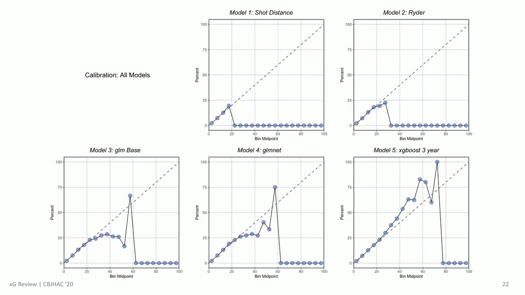The calibration is just the idea of if you take a bunch of 10% XG shots, do 10% of those actually become goals? So we can see for the most part that all the models are fairly well calibrated up until about 20%, and it's important to note that about 95% of all shots in the data set are at or below 20% XG value. So for the most part, the models are pretty well correlated, and we get better results overall from the more complicated models as a result of that model being better calibrated over that 20%.